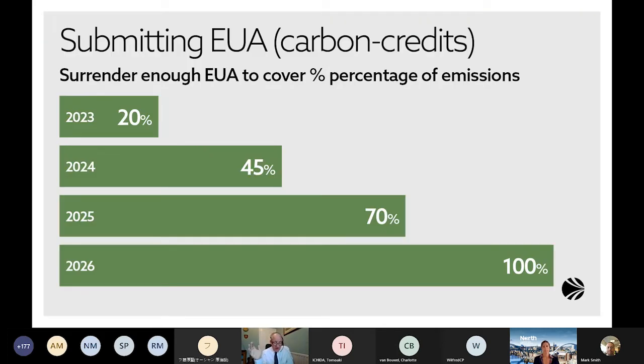So under the EU plan, shipping will be added to the EU ETS on a gradual basis from 2023, when the ship owner is going to have to surrender enough allowances to cover 20% of their total emissions of applicable voyages. This is expected to rise to 45% in 2024, 70% in 2025. Then from 2026, ship owners will have to cover 100% of their applicable emissions under this scheme.